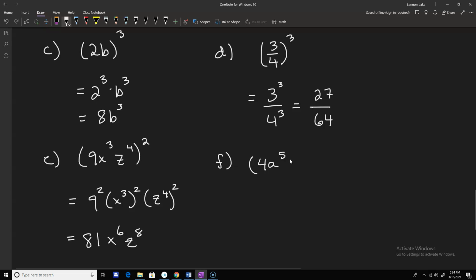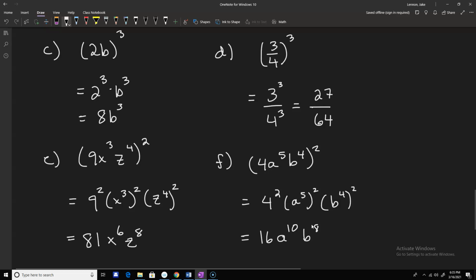For F, another similar one, maybe different letters. 4a to the 5th, b to the 4th squared. And again, we're just going to square each of the 3 parts. So we've got 4 squared, a to the 5th squared, and b to the 4th squared. So 4 squared is 16. Multiply your exponents for the remaining 2 parts. So 2 times 5 makes it a to the 10th, and 2 times 4 makes it b to the 8th. And so really that's all we're looking at in today's examples.